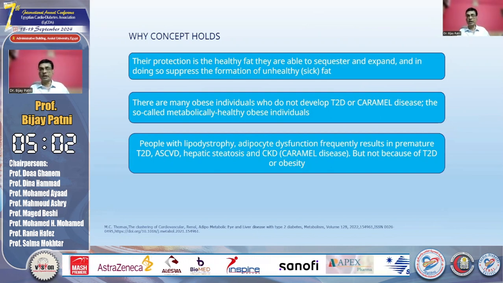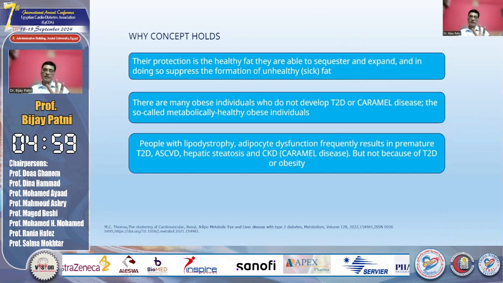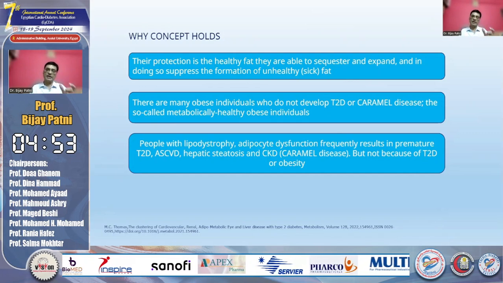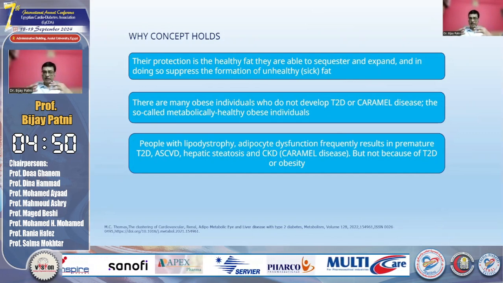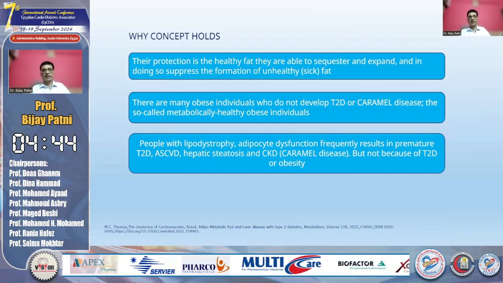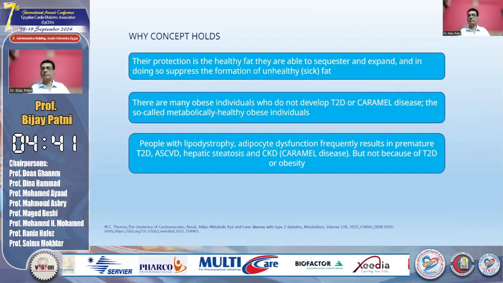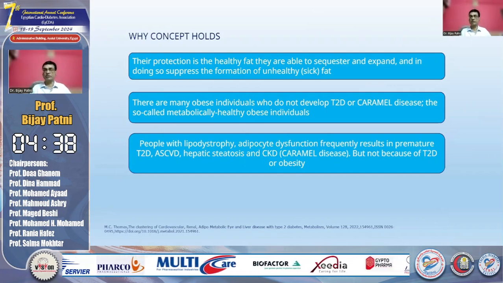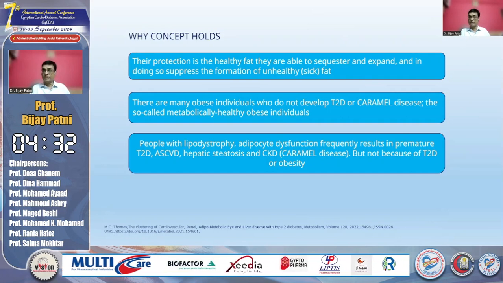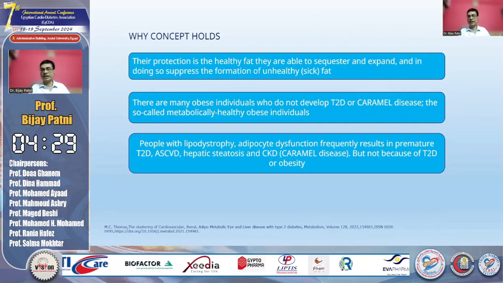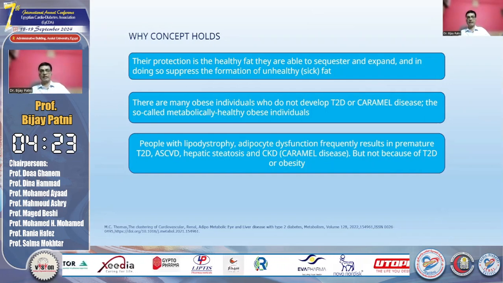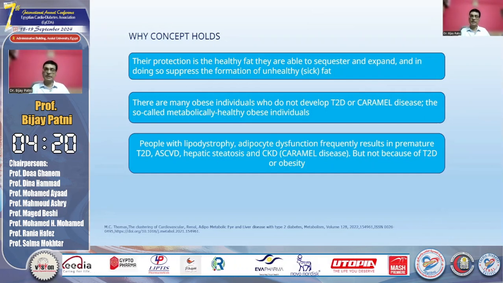Why does the concept hold? Now we have certain factors which can clearly define the concept of caramel disease, or the conglomeration of the chronic conditions which are basically intertwined together, ultimately leading to this particular disease, what we call caramel disease. Because if you have a healthy fat, then probably you have all the protection, because they are able to sequester and expand. And in doing so, they suppress the formation of the sick fat. There are many obese individuals who do not develop type 2 diabetes and caramel disease. That means the healthy fat supersedes the sick fat. And that is why they are known as metabolically healthy obese individuals.